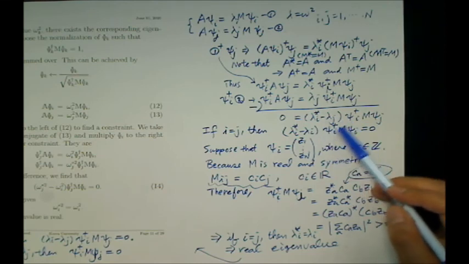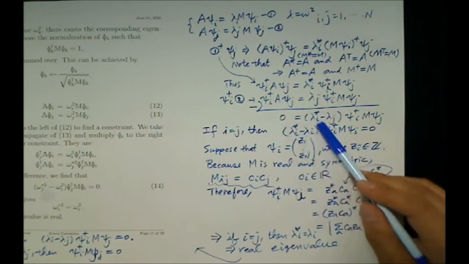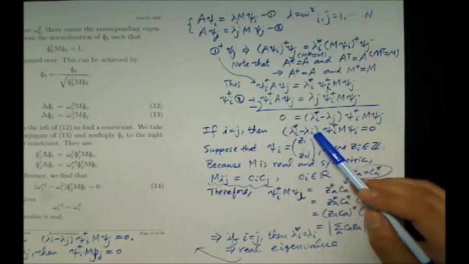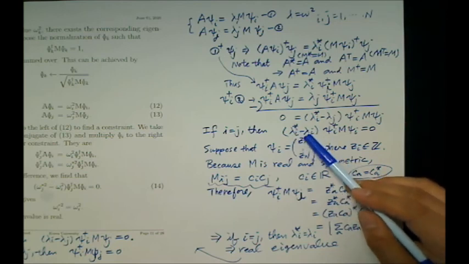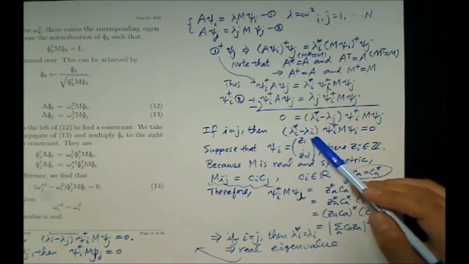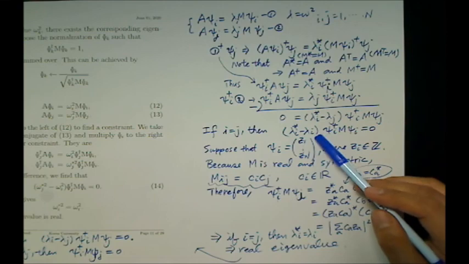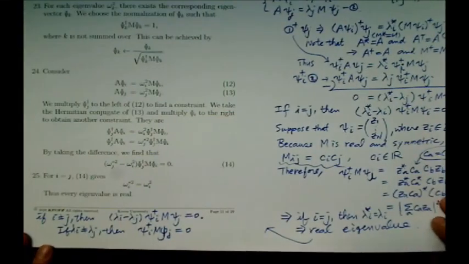We can divide this factor out in both equations. The result is that psi I complex conjugate times lambda I complex conjugate equals lambda I itself. That means lambda I does not have any imaginary part. That means lambda I is a real number. This is the proof of the real eigenvalue.